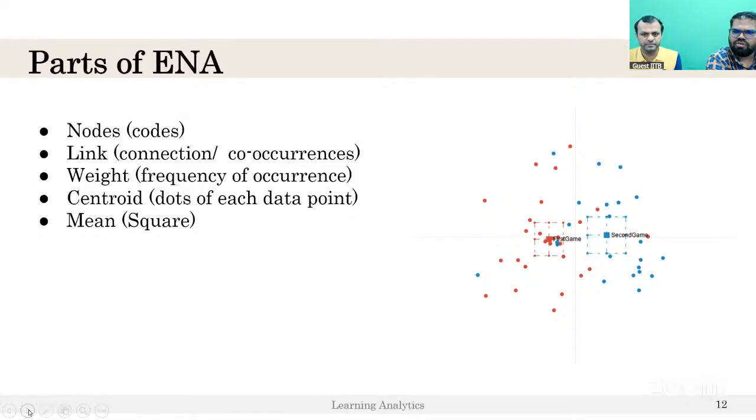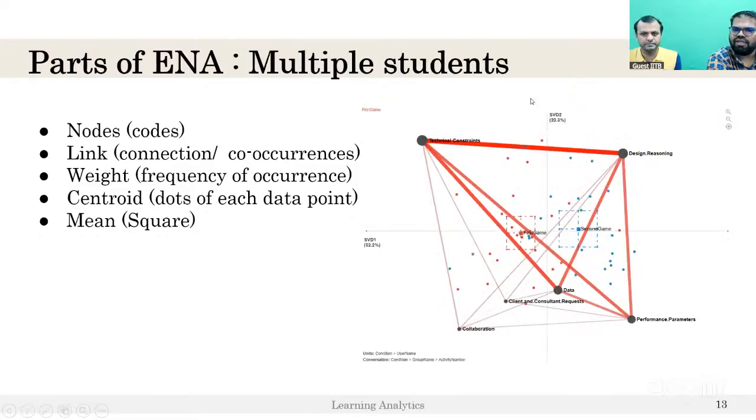So look at this figure. Sir was talking about this SVD1 and SVD2. If this particular person performs more actions from this, it will be closer on SVD1. Similarly, if this particular student or learner performs more actions related to design learning, it is plotted here. We are not going into the details of the mathematics behind it. This is just an overview of ENA.